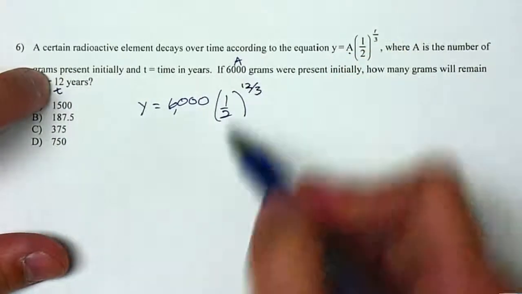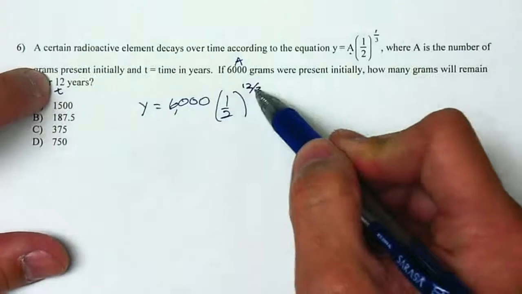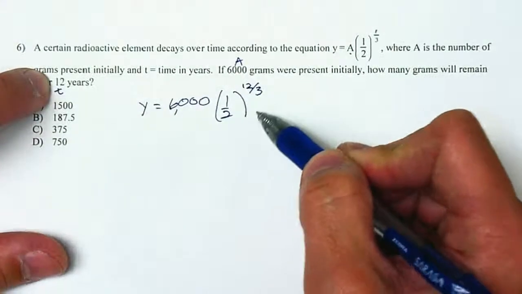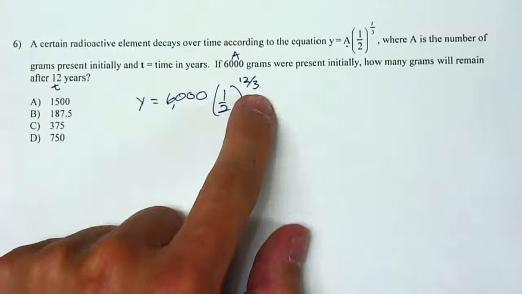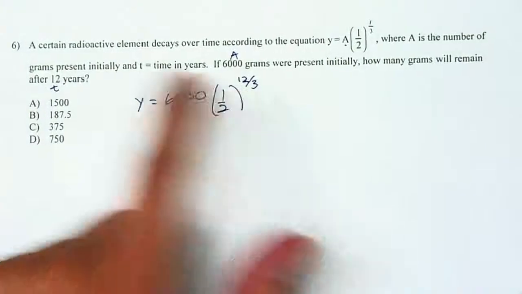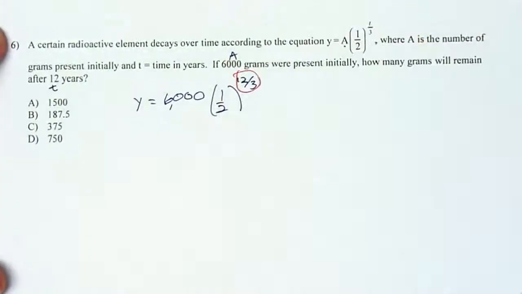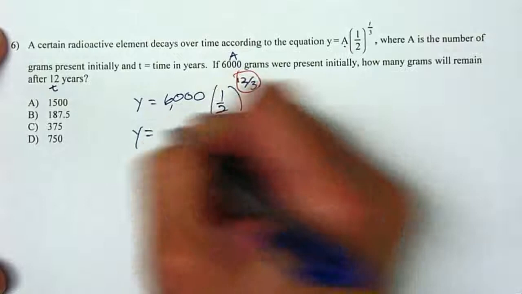Now make sure, look how I wrote this, it's still an exponent. I know a lot of us still tend to write it as times 12 over 3, and that's why we're also making mistakes. This is not 1/2 times 12 over 3, it's 1/2 raised to the 12 over 3 power, or what that is actually equal to is the 4th power, because 12 over 3 is 4.